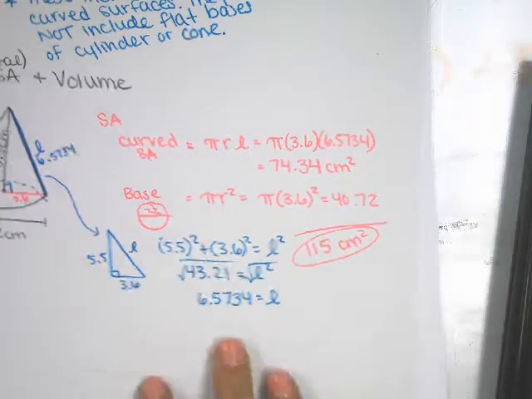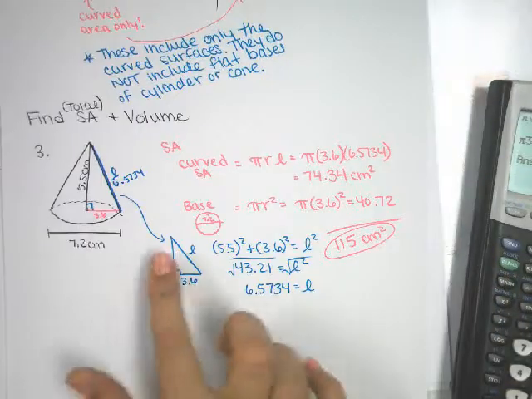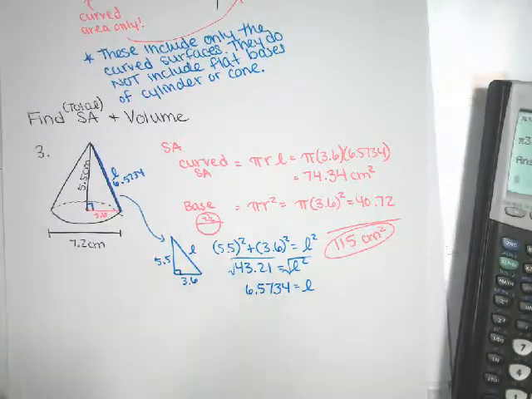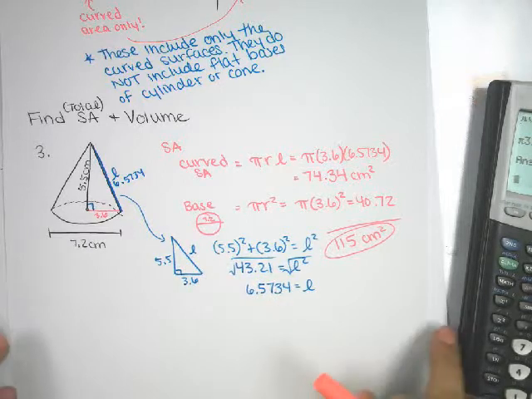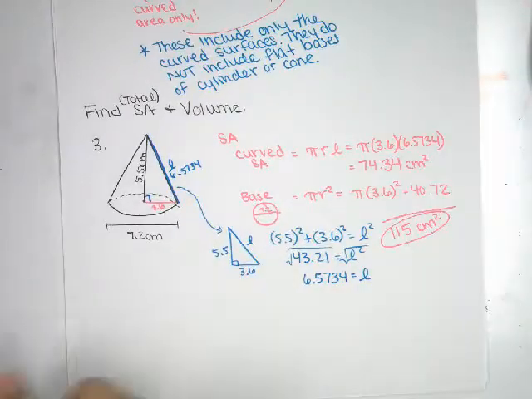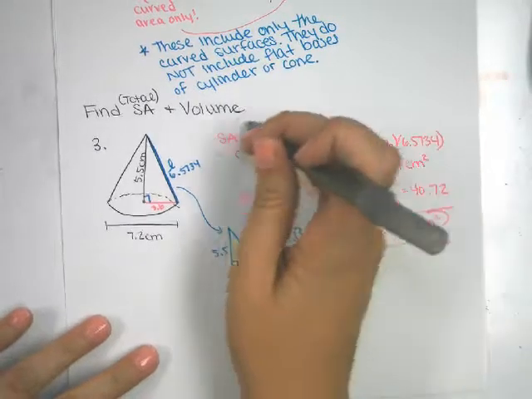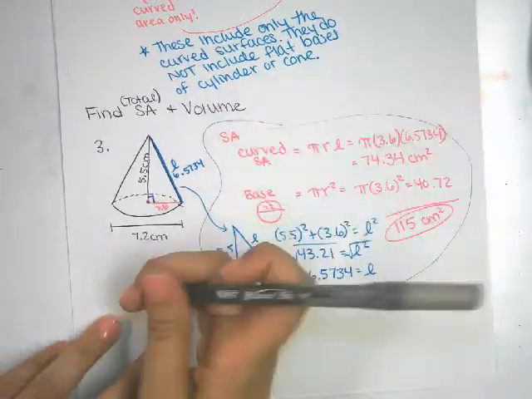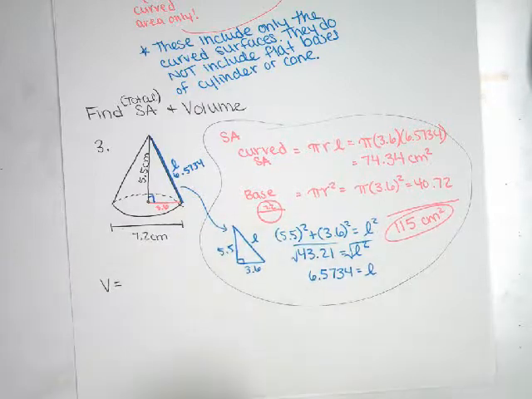115 square centimeters total. So if you plan to paint this entire cone, all the curved sides and the base, there would be 115 square centimeters of space to paint. Now we have to find the volume, which turns out to be a little bit easier than this surface area.